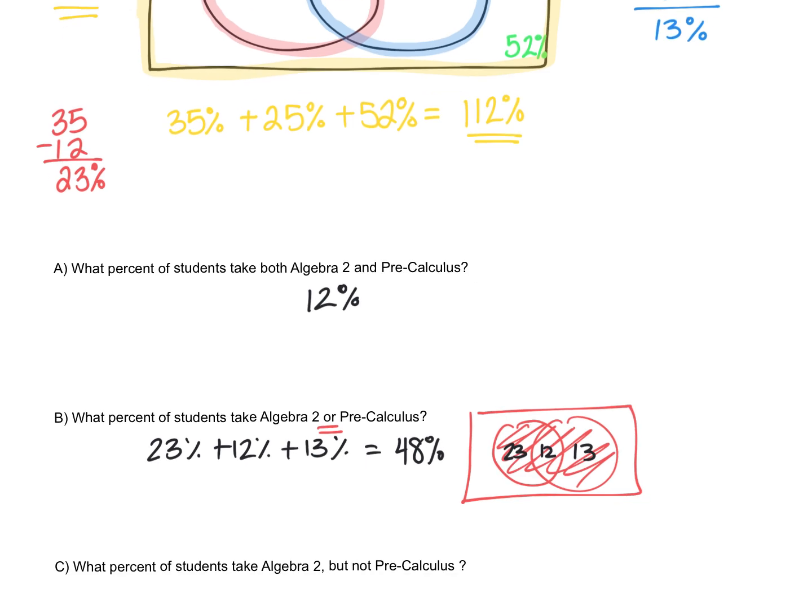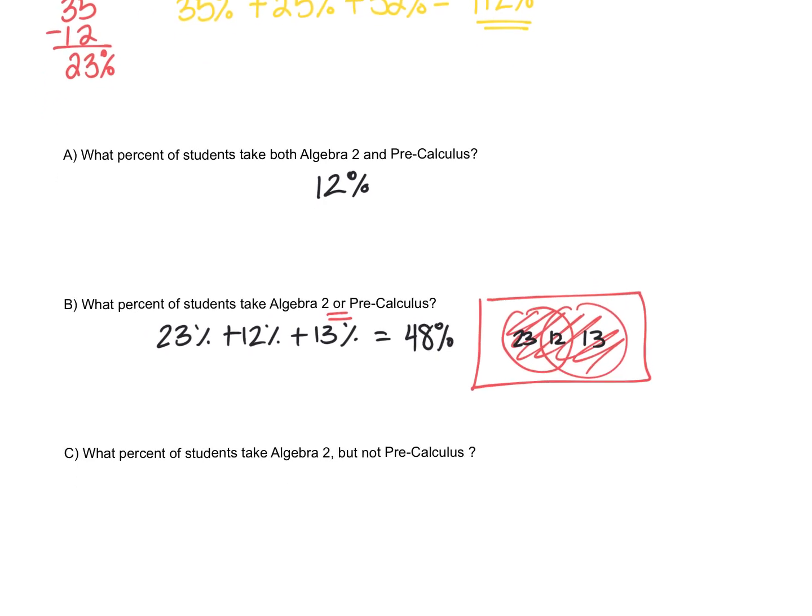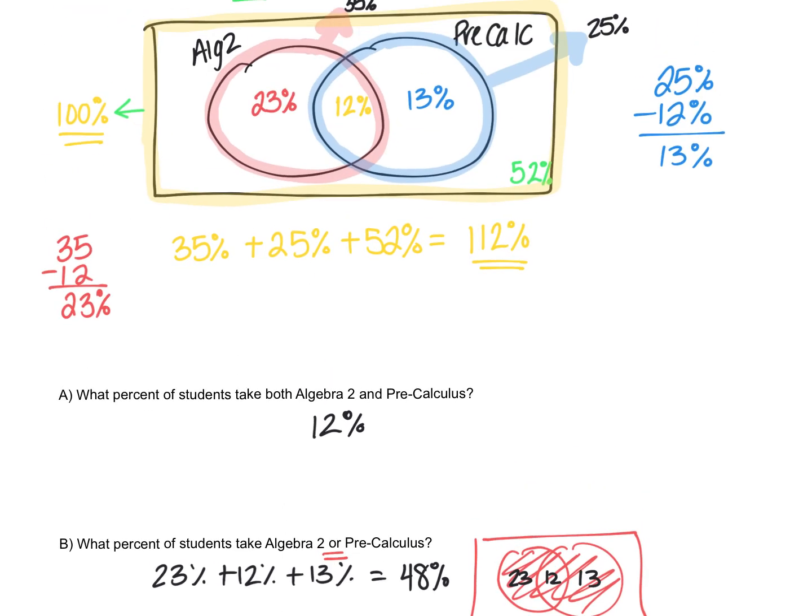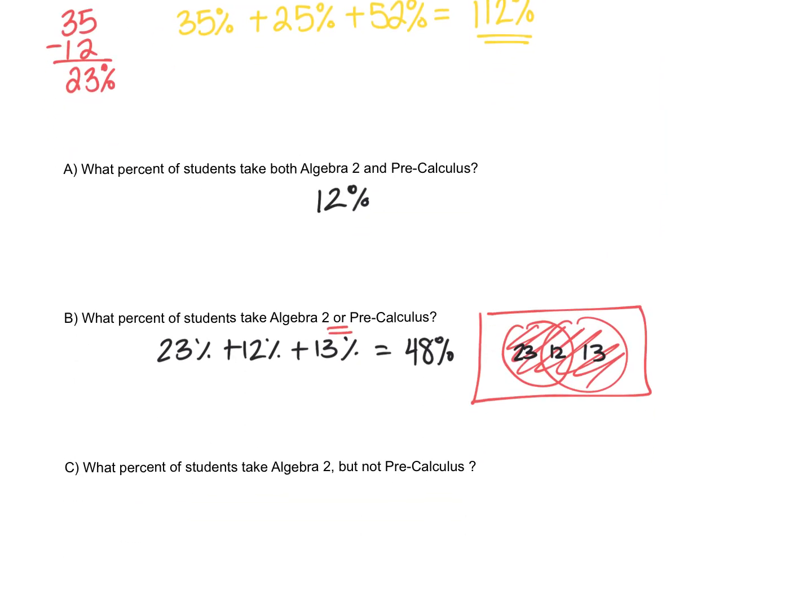And let's look at the last question. What percentage of students take Algebra 2 but not Pre-Calc? So here's my Algebra 2 circle. 23% take Algebra 2 only, 12% take both, right? So we definitely don't want this. This is, I'll put A2 only, right? And then this one would be pre-calc. I'll put PC for pre-calc only. So we want to know what area? That would be 23%.